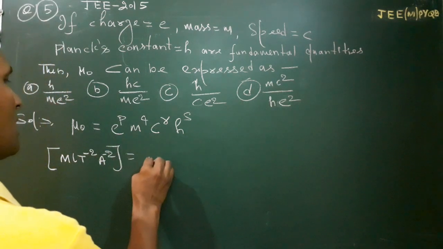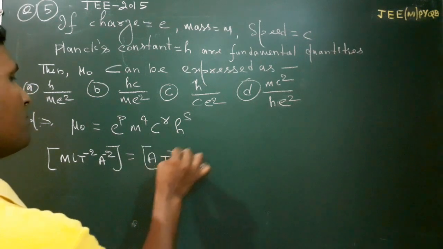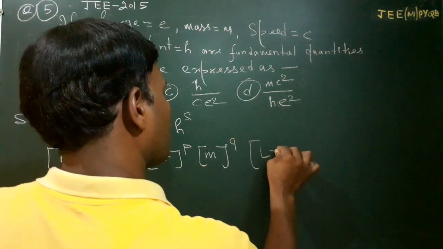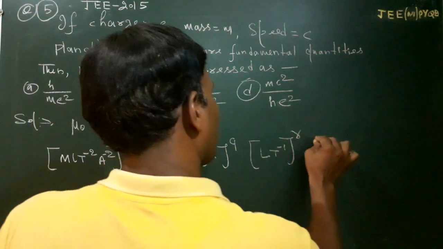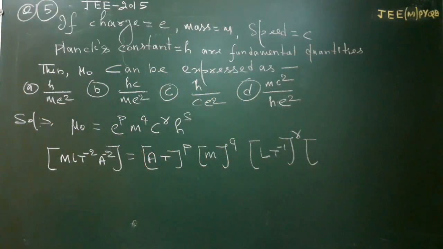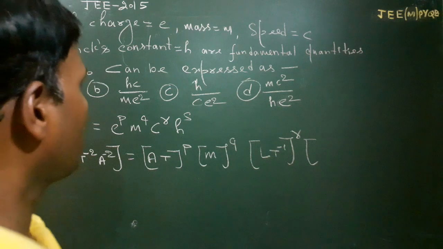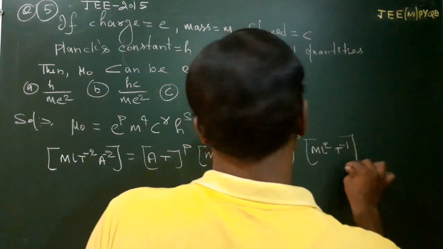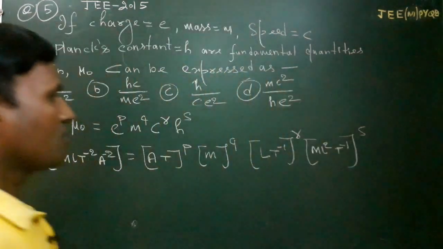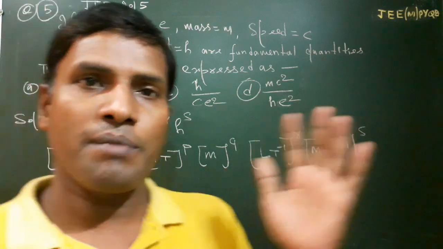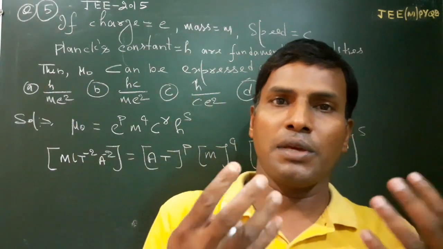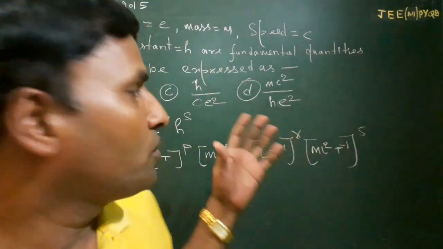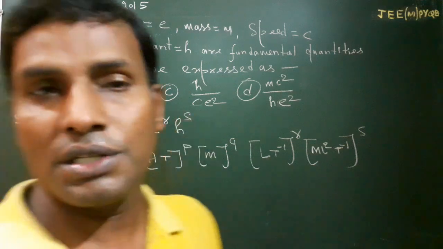So Q is A T, to the power P, and M to the power Q, C is L T to the minus 1, to the power R, and for H, you need to calculate it from E equals H C by lambda. From this you can find the dimension of H is M L squared T to the minus 1, to the power S. Now you have to equate the dimensions on both sides, and you can calculate P, Q, R, S. So we find the relation, and you can get mu naught in terms of these.